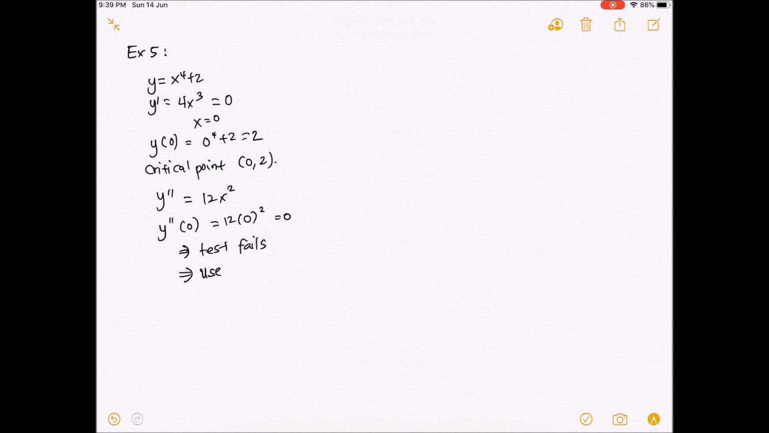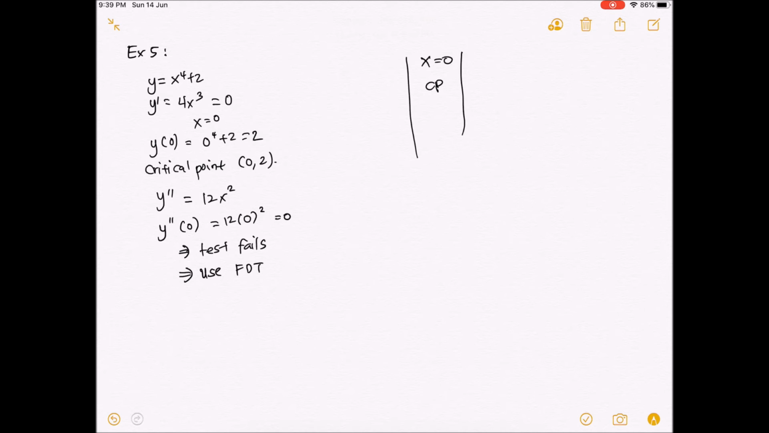So we have to use the first derivative test. Remember, when your second derivative test fails, use the first derivative test. Okay, so using the first derivative test, my critical point is x equals 0.